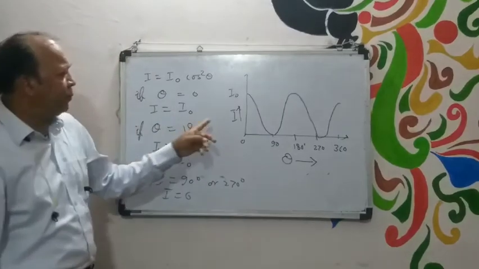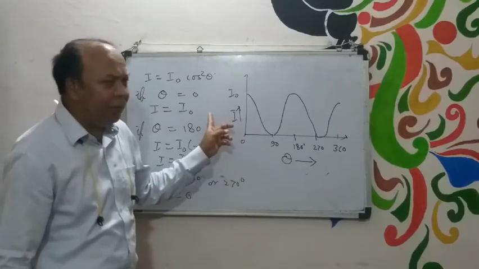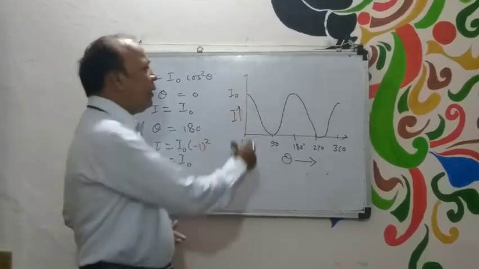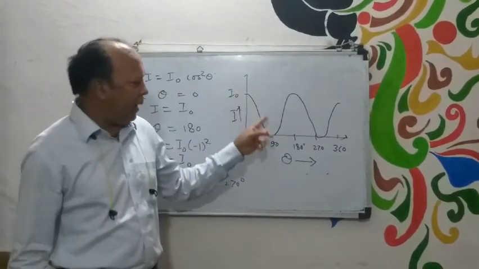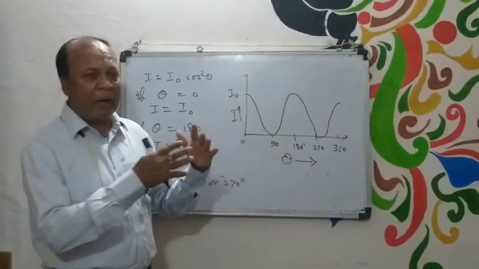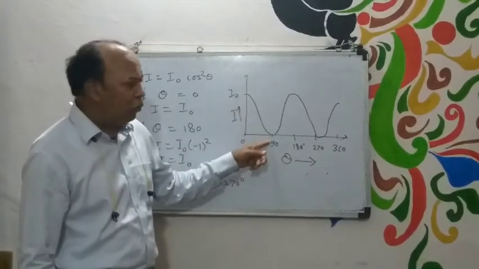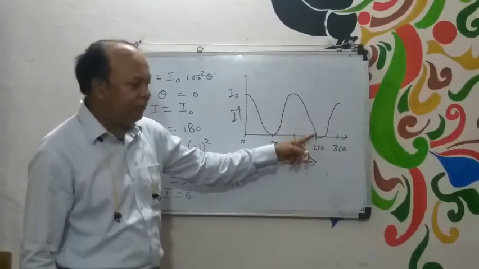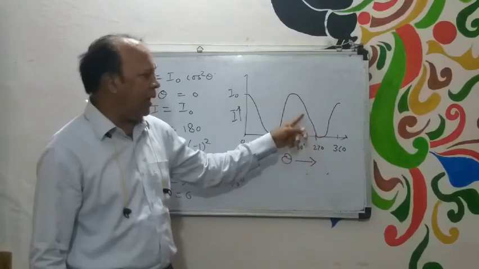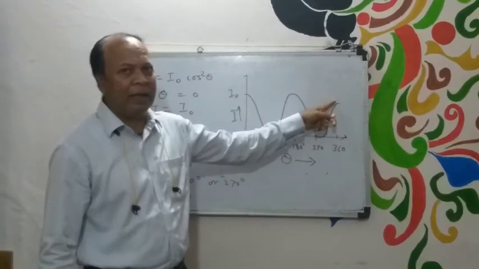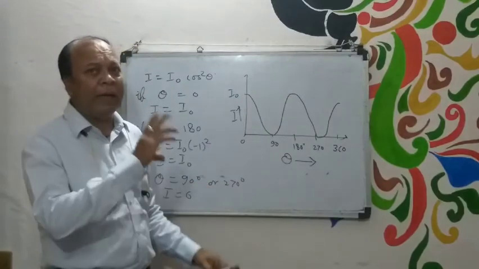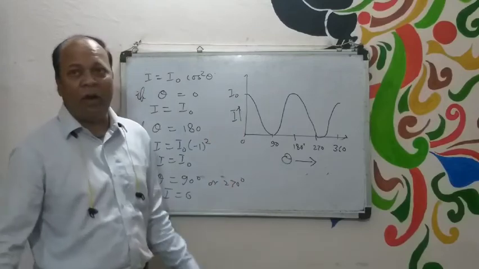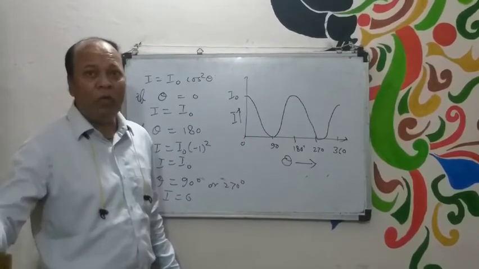0. So when the angle between the plane of polarizer and the plane of analyzer is 0, the intensity is maximum. At 90 degrees, when both planes cross each other, you will find 0. For 180 degrees, again it is maximum. For 270 degrees, it is again 0, and for 360 degrees, you will again find it maximum. So in this way, if we rotate the analyzer, we will find the variation in the intensity of light. Now we will see a numerical.